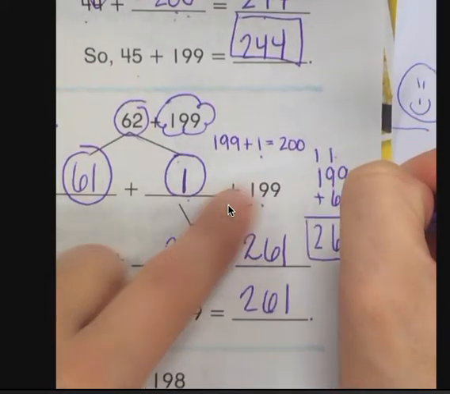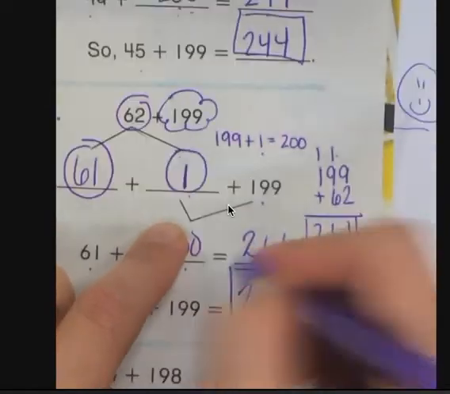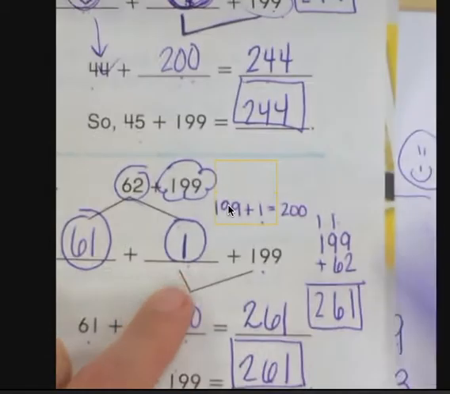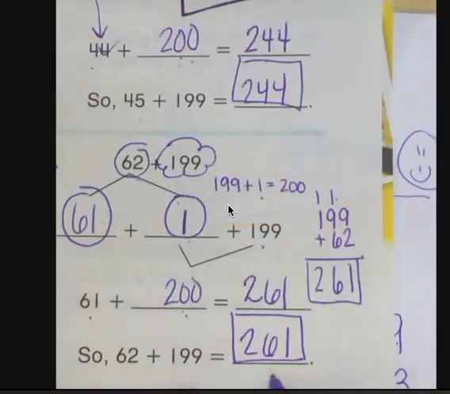And I know you're thinking, Mrs. Evans, you forgot to box in your final answer. And I boxed it in here, and I boxed it in here. And that's how they do this type of taking apart a number to make 100.